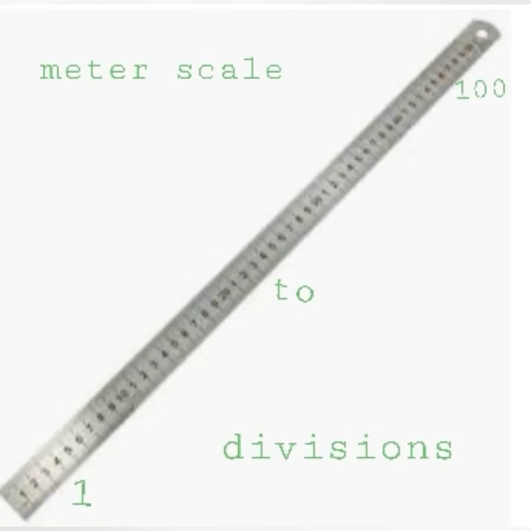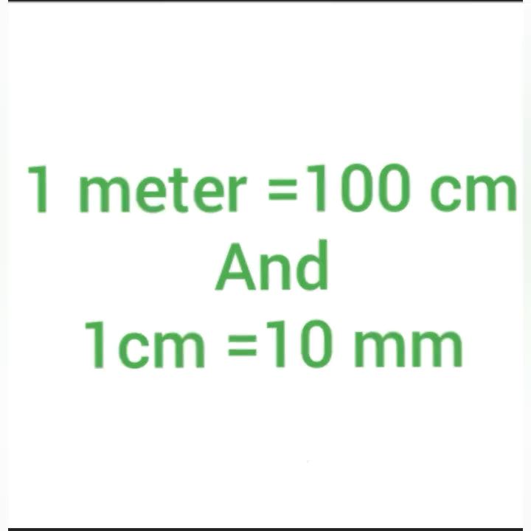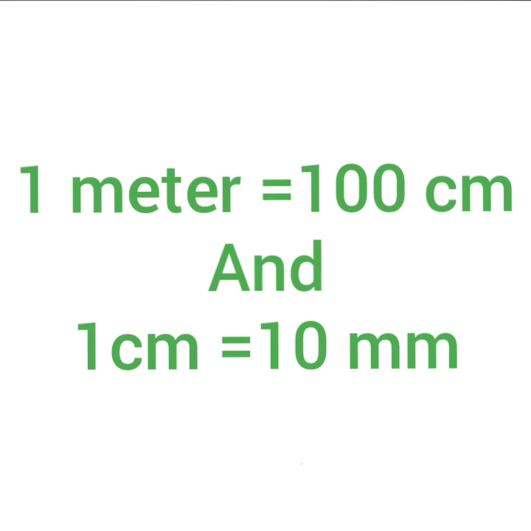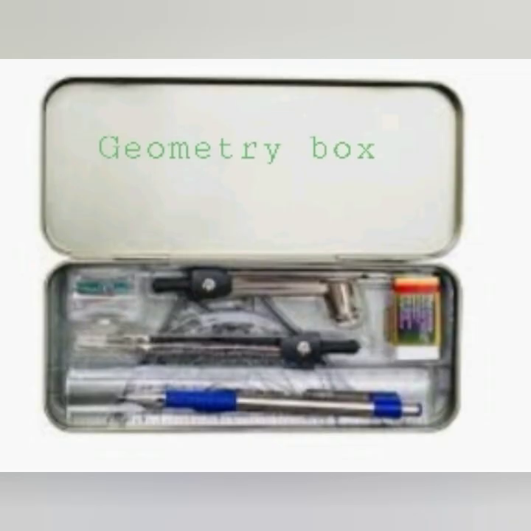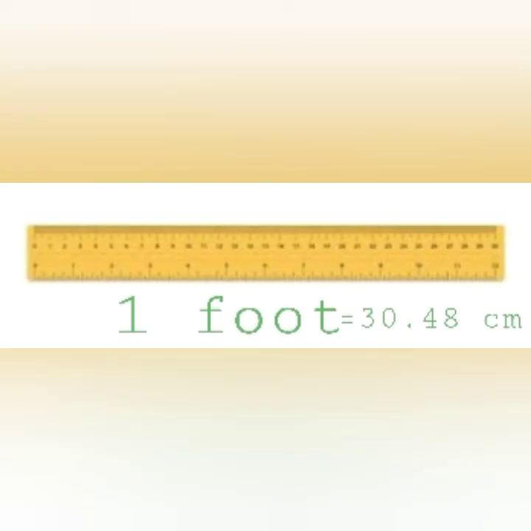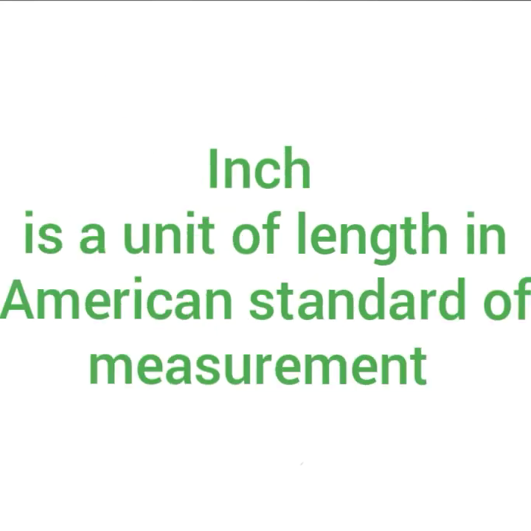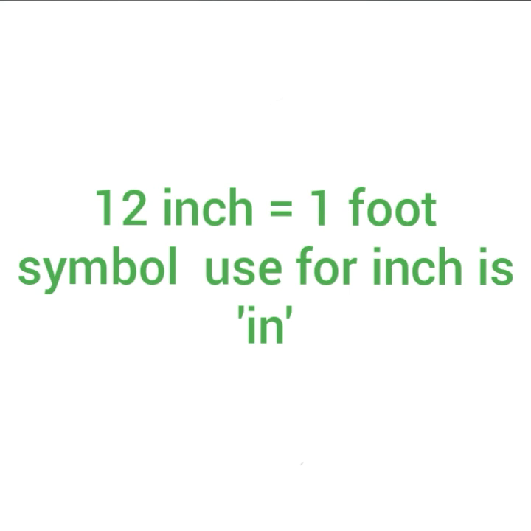Now here is a meter scale, it has 100 equal divisions. Each division is equal to 1 centimeter, and 1 centimeter is equal to 10 millimeter. If you look in your geometry box, you will see a centimeter scale. Yes or no? Now inch and foot. Inch and foot are also used to measure length. Foot is a base unit in the FPS system, and the symbol of foot is FT. Inch is a unit of length in the American standard of measurement. 12 inch is equal to 1 foot, symbol is IN.